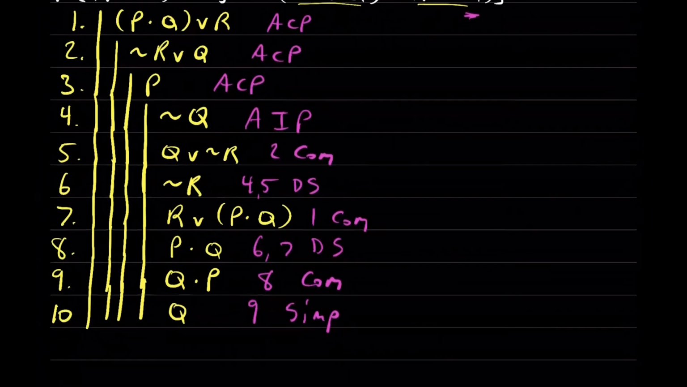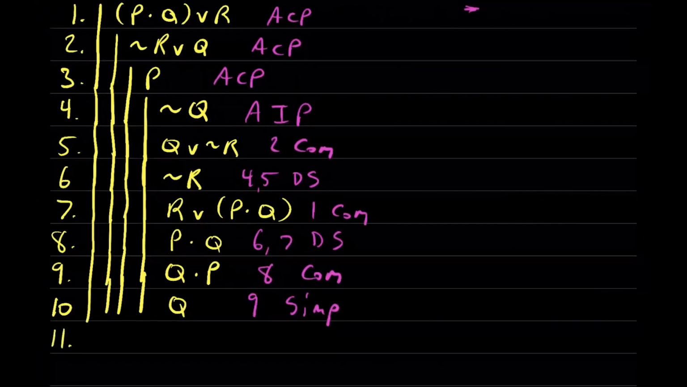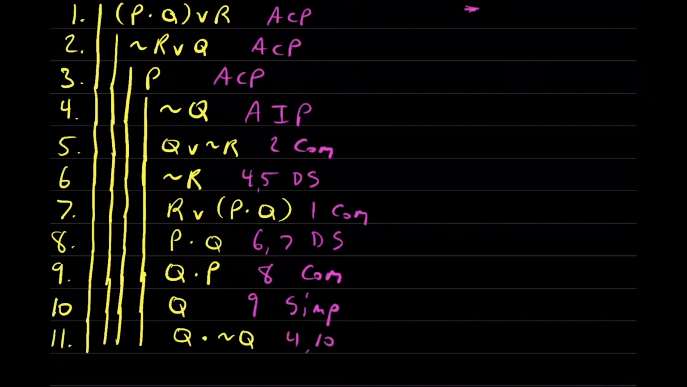Okay, I'm going to scroll up a bit here. Line 11, 4 assumption lines, 1, 2, 3, 4. Now I can get Q and not Q. And that's going to follow from lines 4 and 10 by conjunction. And now I'm done with that innermost indirect proof sequence, because I've shown that if I assume not Q, I can get Q and not Q, a contradiction. So I'm going to close off this inner sequence.